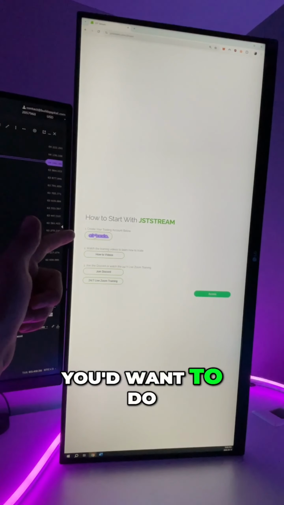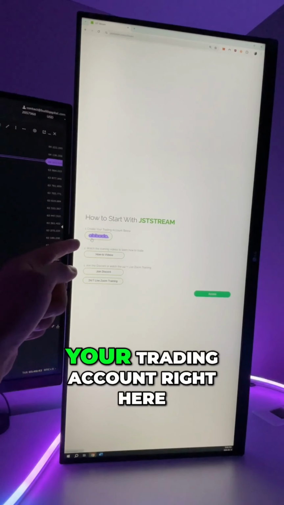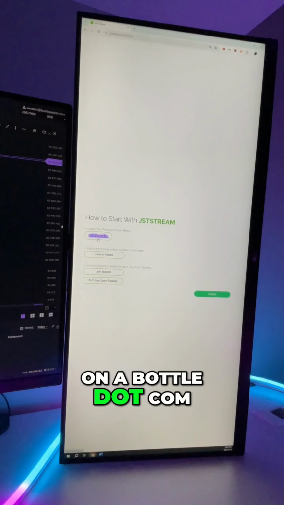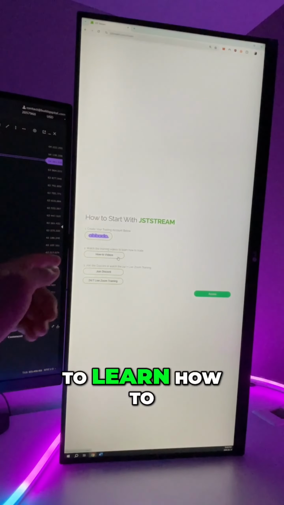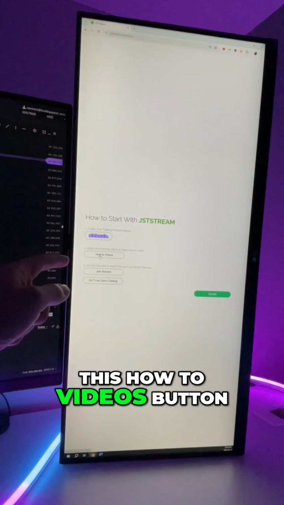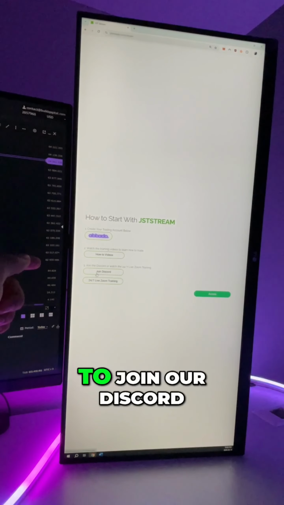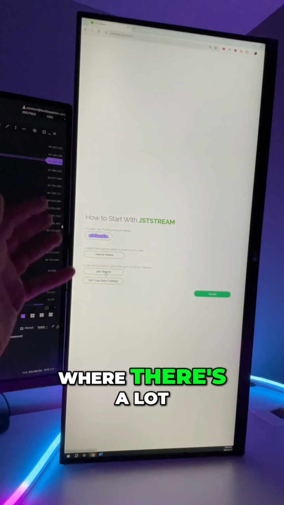The first thing you'd want to do, step one, is create your trading account right here on abado.com. Step two is to watch the training videos to learn how to trade by clicking this how to videos button. And step three is to join our Discord, where there's a lot of information.